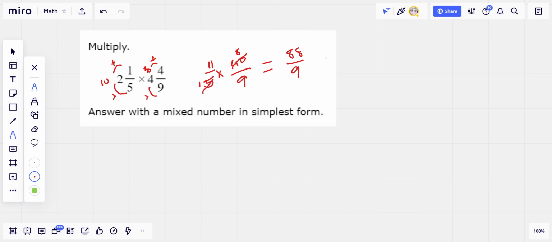Okay, so how many 9s are in 88? Well, it's almost 10, right? Because 2 more would give you 90. So it's got to be 9 and something. So 9 times 9 is 81. Oh, and if I take 81 away from 88, I get 7. So 9 and 7/9 is going to be our answer. So that is a little bit of work with multiplying mixed numbers.